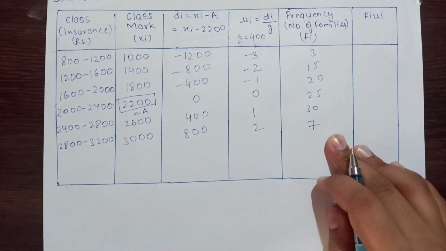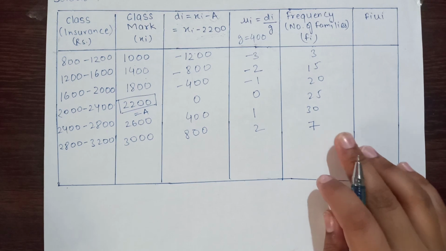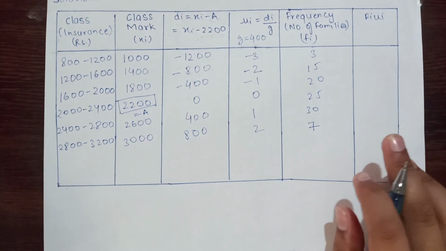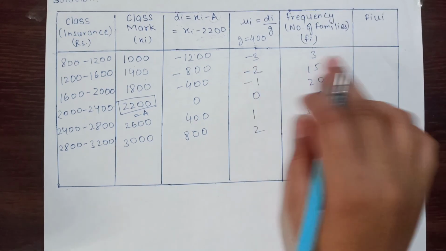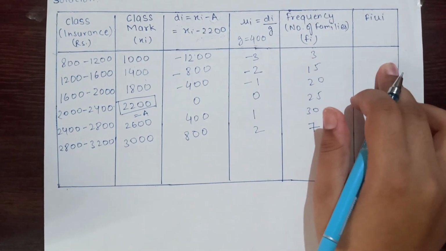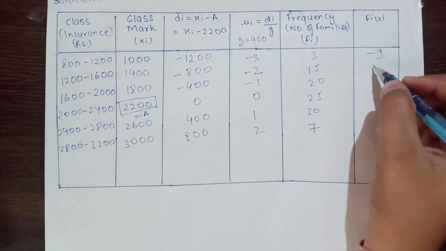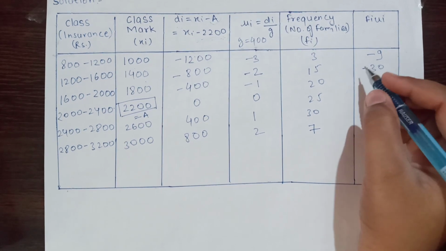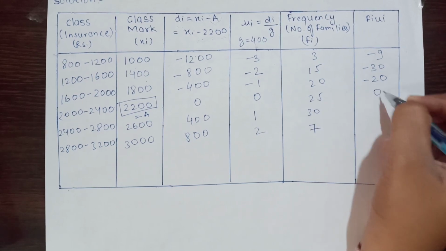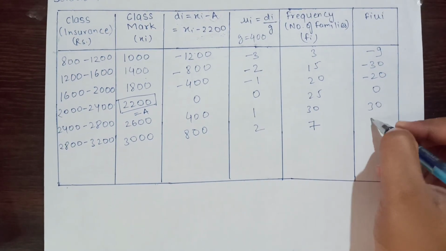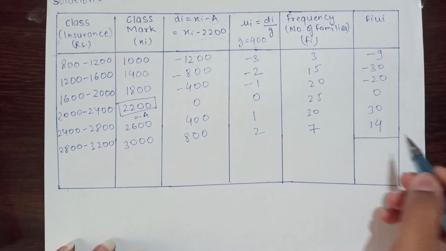So our last step of this table is fi into ui. So fi is this, and ui is this. So we need to simply multiply this and write it over here. So 3 3s are 9 and minus sign will carry. 15 2s are 30, minus sign will carry. 2 1s are 20, minus sign. Then 25 zeros are 0, 30 ones are 30, and 7 2s are 14. So we have found out this fi into ui.